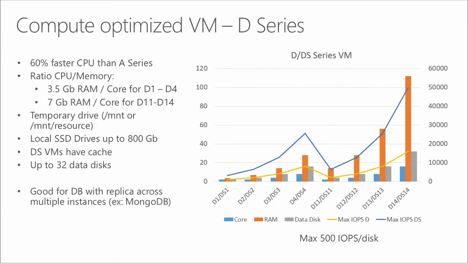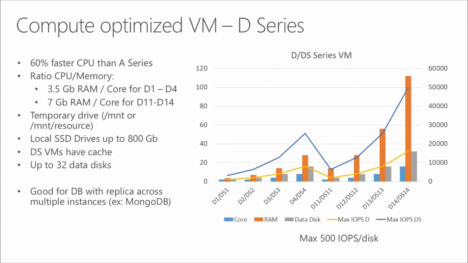So if you look at the VM sizes, you can see that the VMs are basically split into two categories. We have the D1 through D4, which have a ratio of 3.5 gig of RAM per core, and we have the D11 through D14 series, which have a ratio of 7 gig of RAM per core. So depending on the workload you want to run there, you may want to go for a D1 to 4 or a D11 to D14. So that's basically how those VMs are grouped.